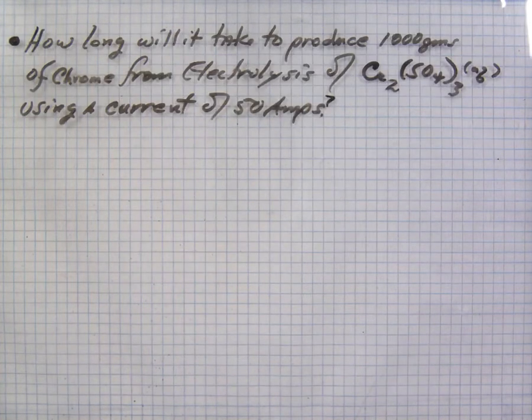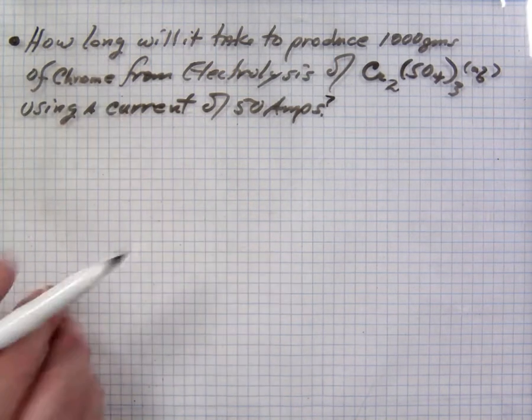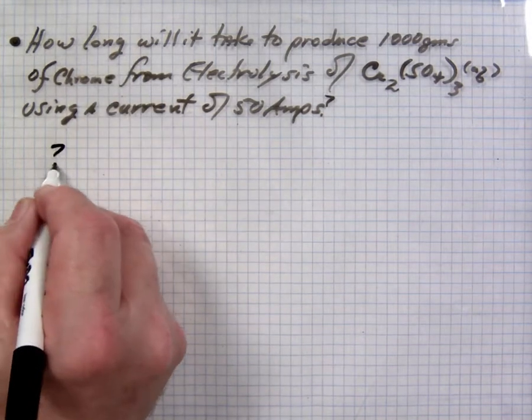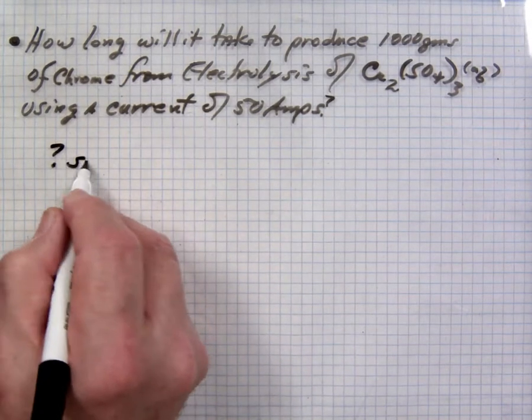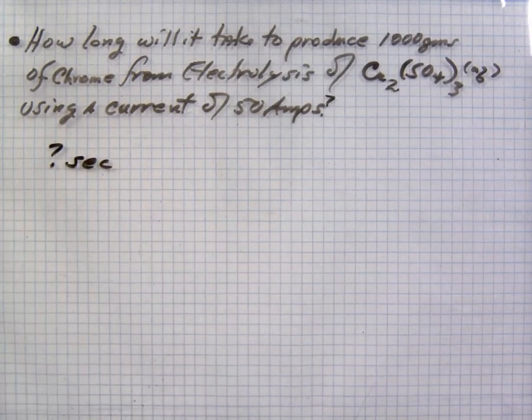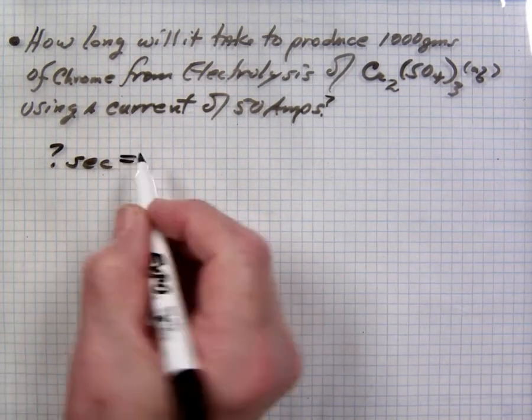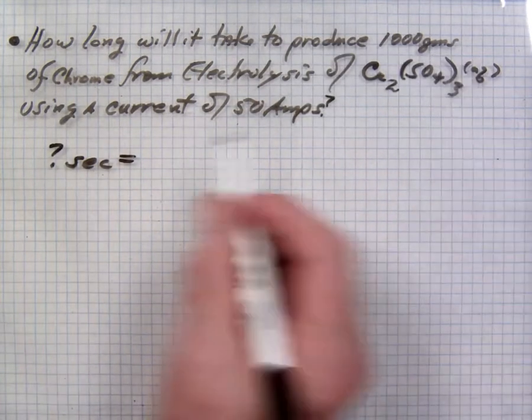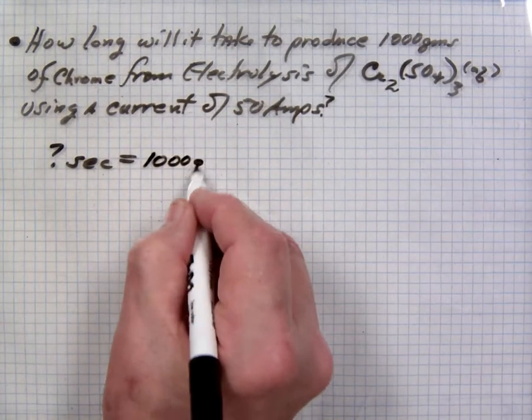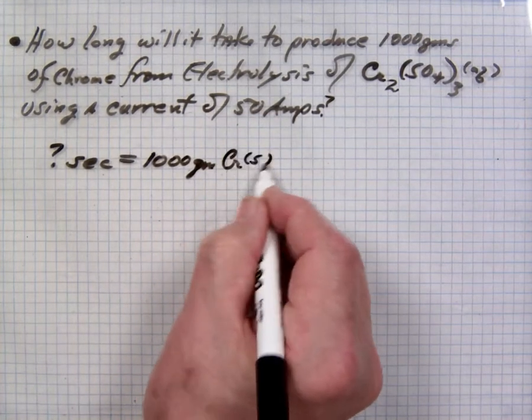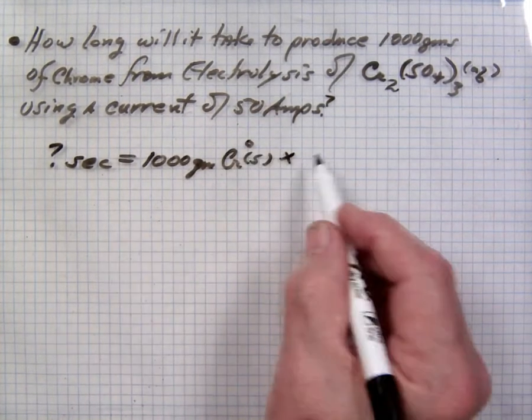Okay, this next problem is a time element. How long will it take to produce 1,000 grams of chrome from electrolysis of chrome 3 sulfate using a current of 50 amps? First thing is identify the question. This is going to be a how long. Well, let's first calculate it in seconds, since we're using the Faraday relationship, and that's going to be related to some item in here. And let's go 1,000 grams of chrome. Okay, and then we work from that.